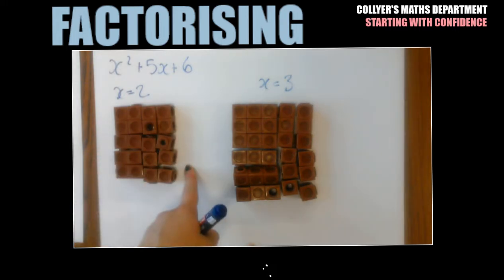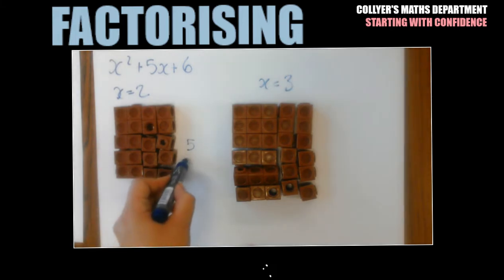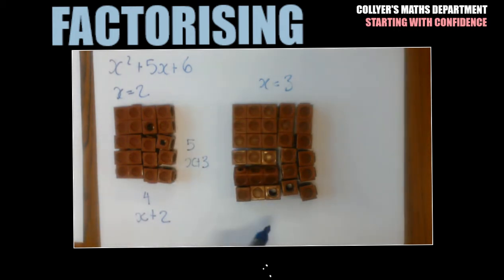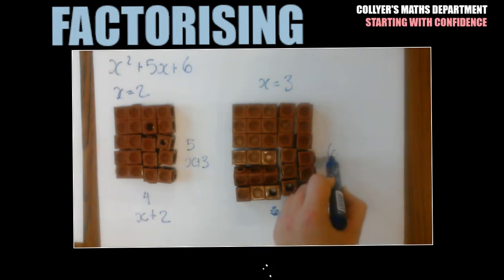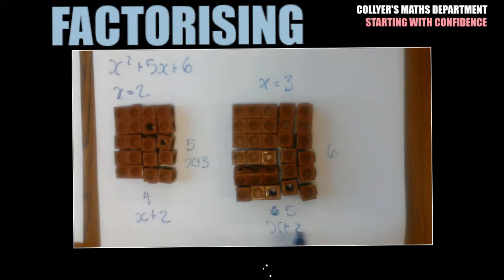This height here is a height of 5, and this is a width of 4. Now given that x was 2, I could also write this as x plus 2. 2 plus 2 is 4. And I could write this as x plus 3. 2 plus 3 is 5. Okay, let's see if this works on this one here. So here I've got a width of 5, and a height of 6, there we go. And now given that x was 3, I could rewrite this as x plus 2, and this as x plus 3.